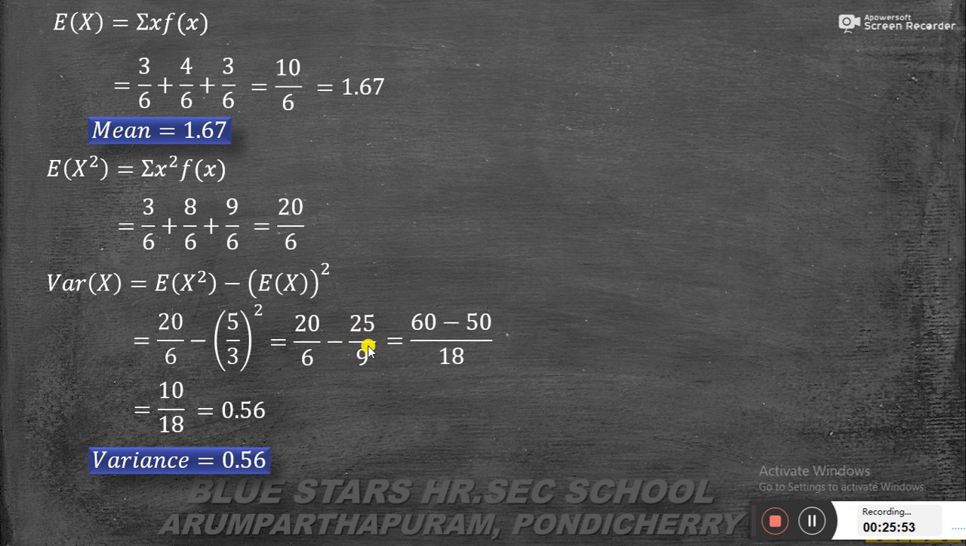Minus the second term, I convert the denominator into 18. So, 9 2s are 18. So, I multiply and divide by 2. So, 25 into 2 means 50, 50 by 18. So, 60 by 18 minus 50 by 18 means 60 minus 50 by 18. The answer is 10 by 18. 10 by 18 means 0.56. Therefore, variance equal to 0.56. This is the answer. Mean equal to 1.67.